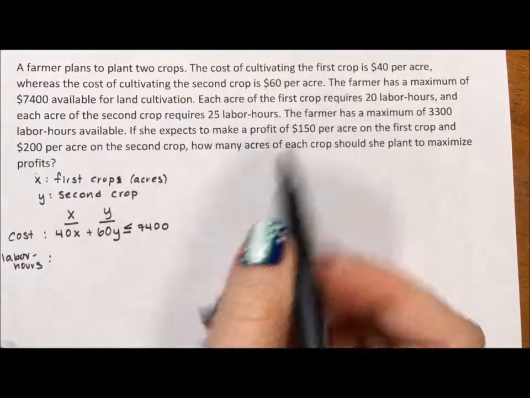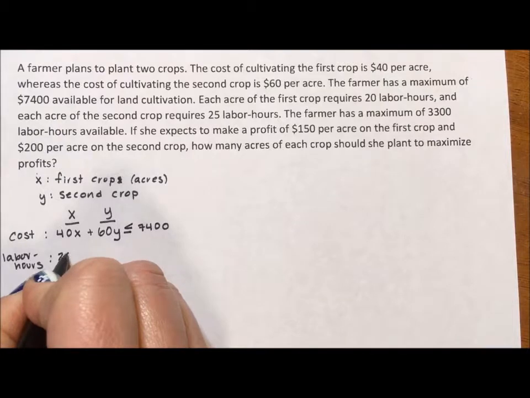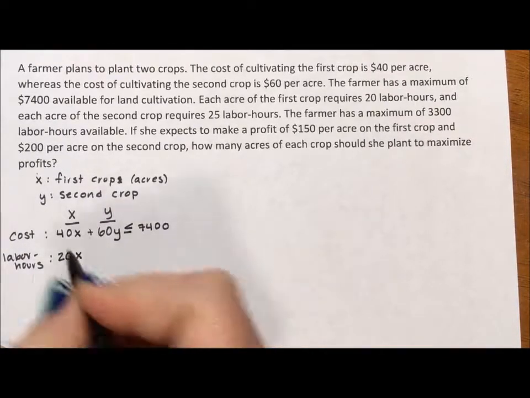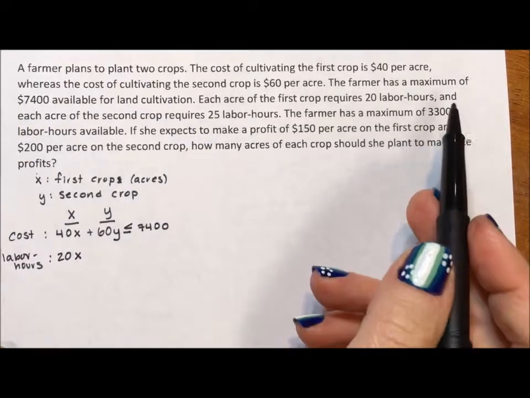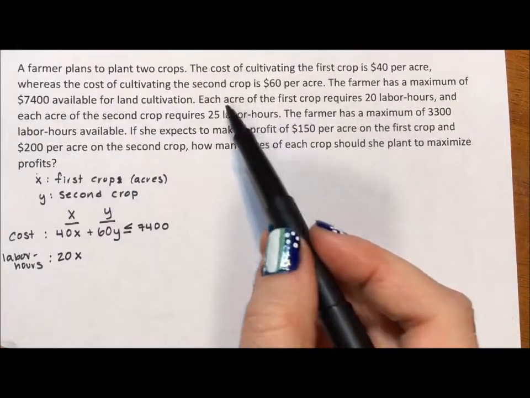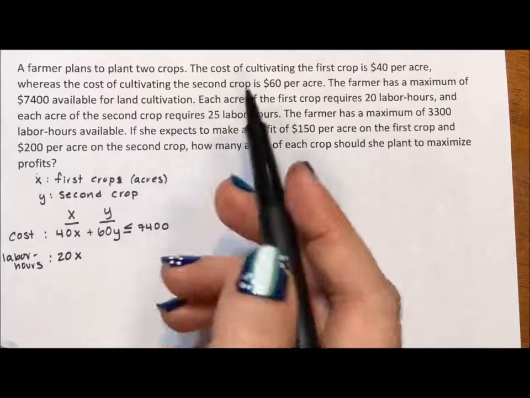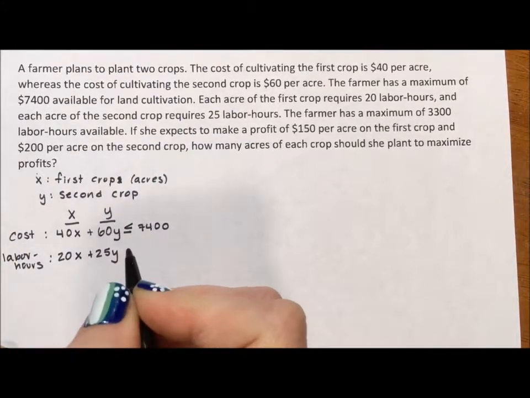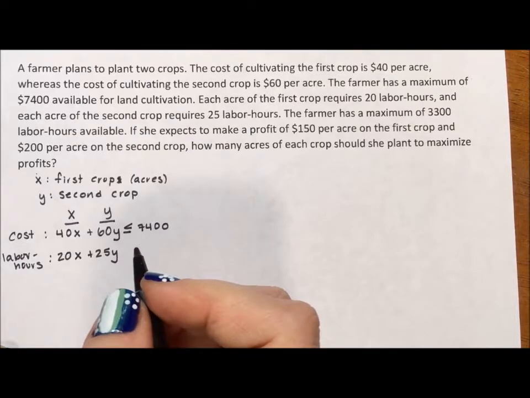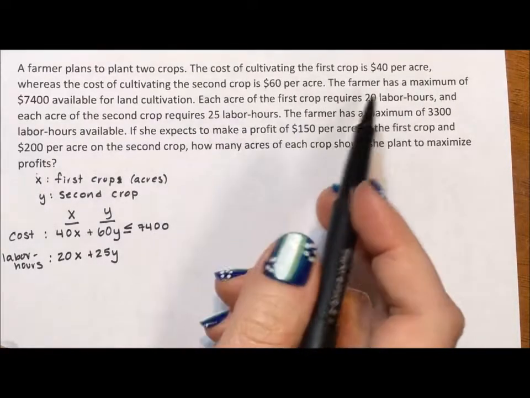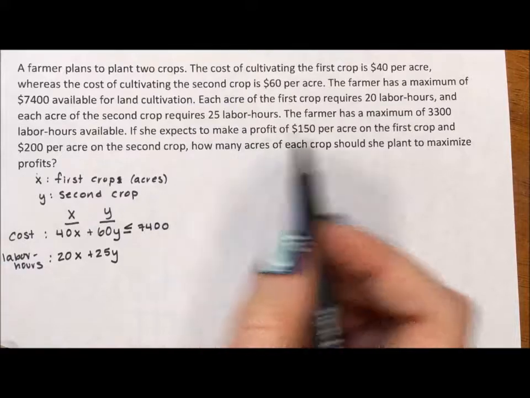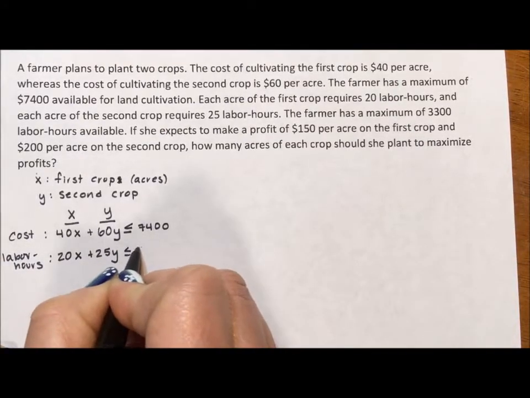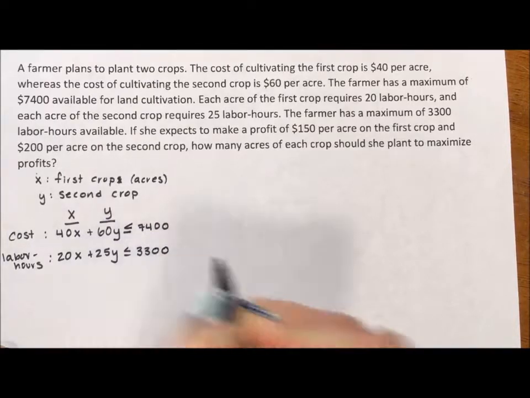Each acre of the first crop takes 20 labor hours, so 20 hours per acre. And each acre of the second is 25, so 25 per acre. And the total available labor hours is 3,300. So that's, again, our maximum. So it has to be less than or equal to 3,300.